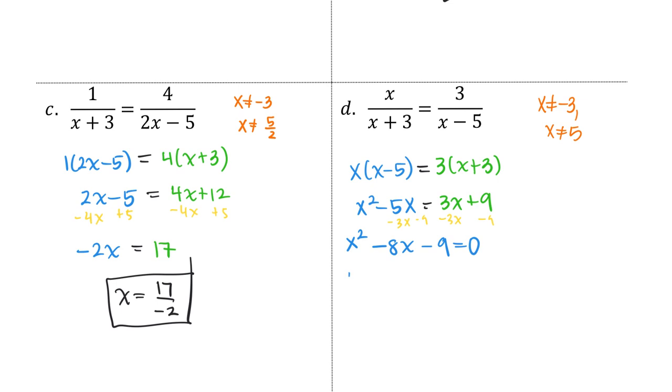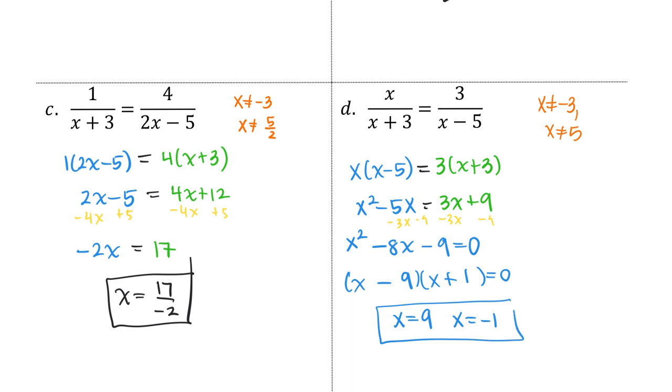Okay, hopefully this factors. To get negative 9, I could do 3 and negative 3, which is 0. Nope, let's do 9 and 1. Negative 9, positive 1. So I got x equals 9, and x equals negative 1 is my two answers, but let me check. x can't be negative 3. That's okay. x can't be 5. Also fine, because neither of those were the answers I got. Okay, that's the first method.